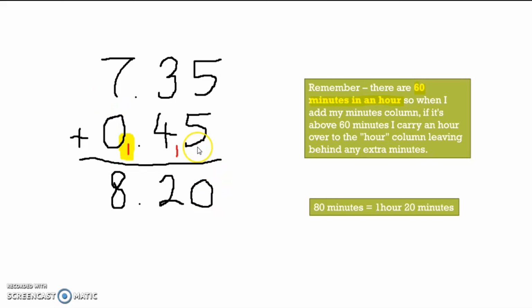So let's look at this. 5 plus 5 is 10. Put down my 0, write my 1 up there. 1 plus 4 is 5. 5 plus 3 is 8. So those minutes added give us 80 minutes. But what we have to remember is that 80 minutes is above an hour. So I just write down here, 80 minutes is actually 1 hour and 20 minutes.